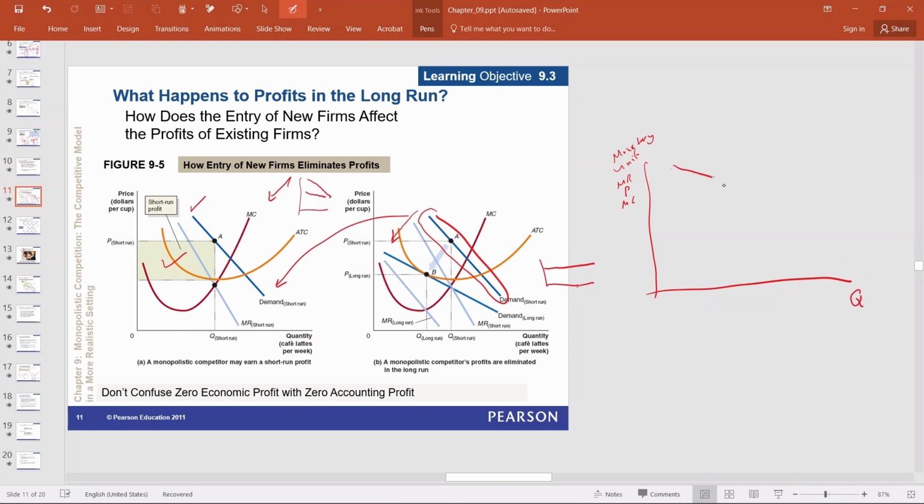So this is the demand curve, and this is marginal revenue, and this is the marginal cost, and this is the average total cost.